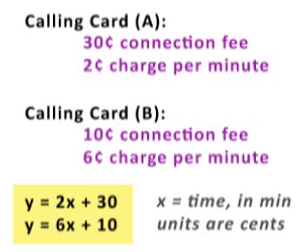We have y is equal to 2x plus 30, and the second equation is y is equal to 6x plus 10. In both cases, x stands for the amount of time in minutes, and our units here are in cents, not dollars, which is why we don't see any decimal points anywhere.